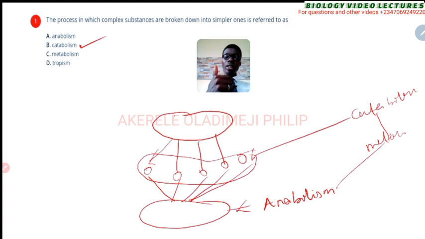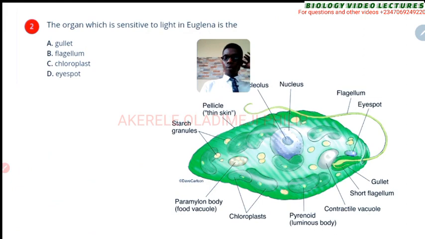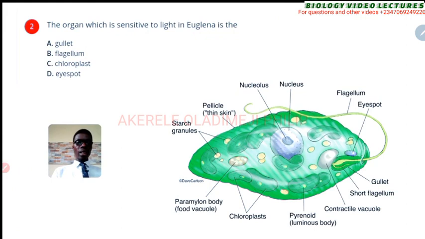All right, the organ which is sensitive to light in euglena is, of course, the eye spot. It uses that to detect light and move towards the light, because, as I did mention, the answer is D, euglena can exhibit animal characteristics as well as plant characteristics. When there's light available, it's going to photosynthesize because it has chloroplast. When there's no light, it's going to feed like a normal heterotroph.